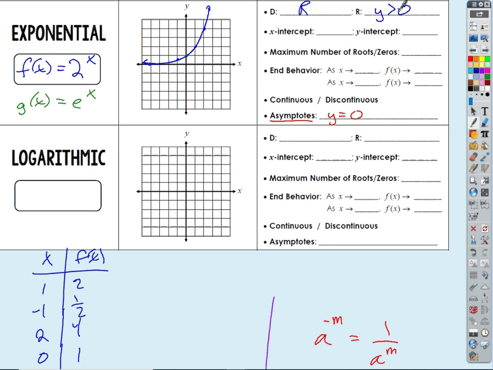Okay? What about the x-intercept? There is no x-intercept, right? None, or NA, or whatever you want to put there. I think it does NA, doesn't it? Okay, so let's change that.